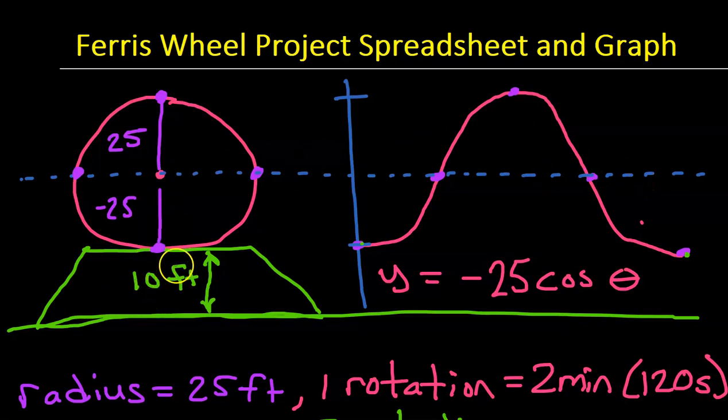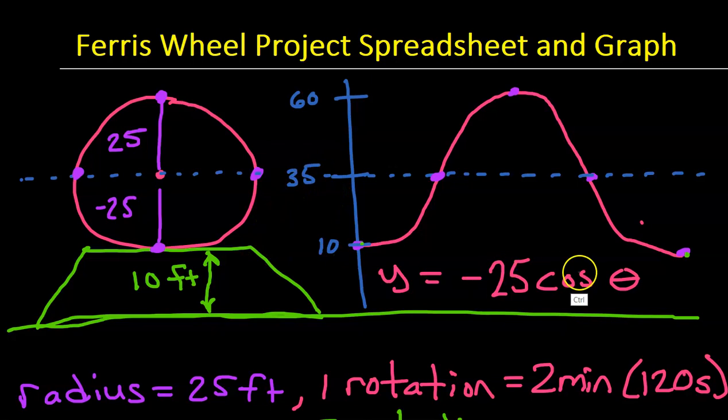Well, let's see. The platform is 10 feet, so I've got 10 right here. Then the radius is another 25 feet. So that's going to be 10 and then another 25 feet. So this should be 35 right here. And then if I go another 25 feet up to the top, that's going to be 60. 35 plus 25 is 60. But for right now, I want you to focus on the midline. In fact, let me clear this out a little bit. The midline is at 35 feet.